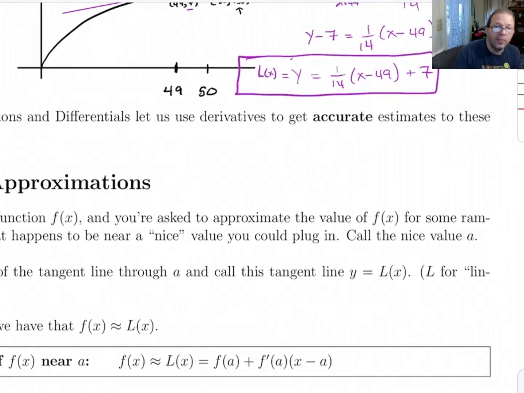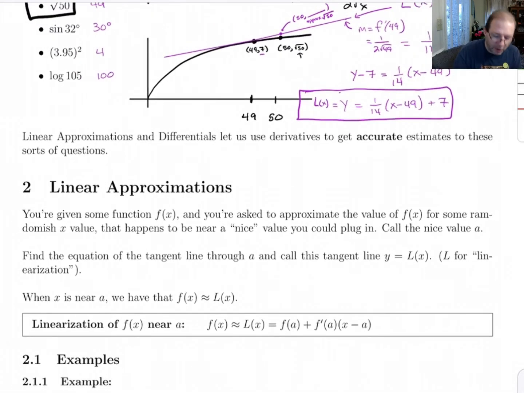Now, if you compare that to this down here, the linearization of f of x near a is this. Notice you've got f of a, that's 7, plus f prime of a, that's the 1 over 14 we got here, times x minus a. So what we've built up here is this tangent line, and it's an approximation to the actual curve.